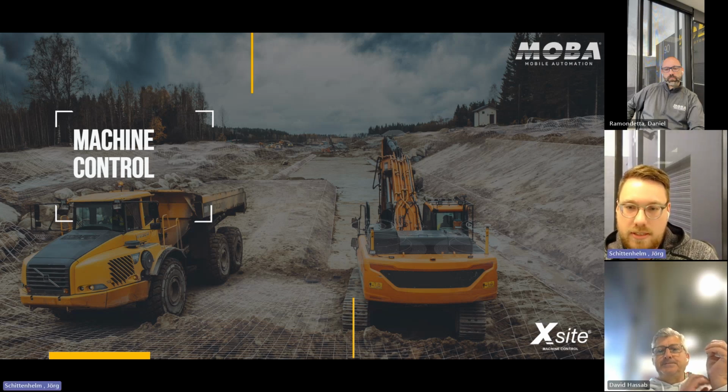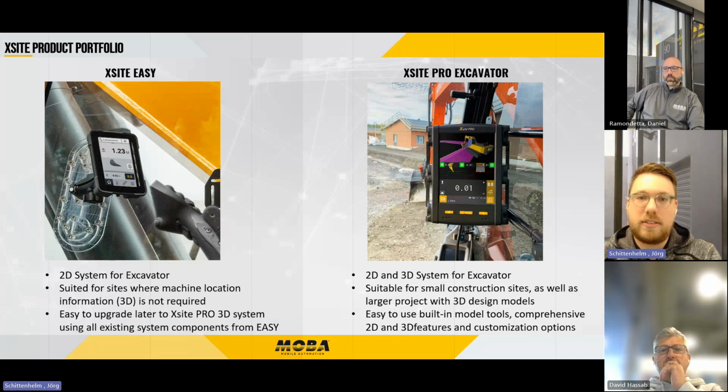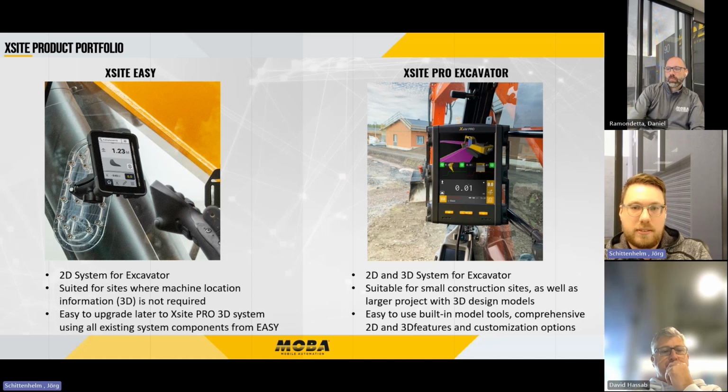But to get us started, let's take a look at what we can do on the machine side, on the system side. We cover the full range of excavator products with our Xsite Easy. This is what you see on the left-hand side of the screen. It's a 2D excavator system. 2D means you can work off a non-bench point or use a rotation laser for height references.